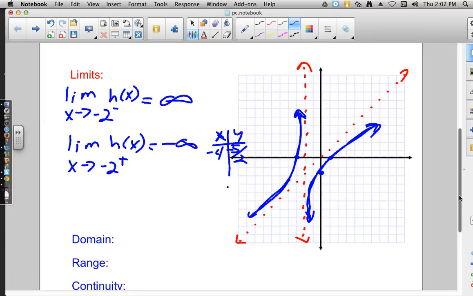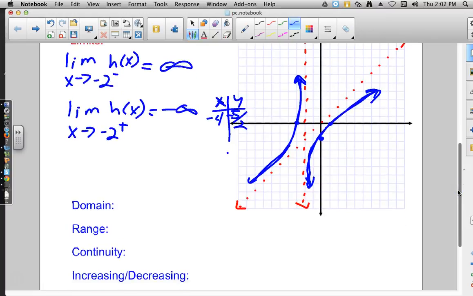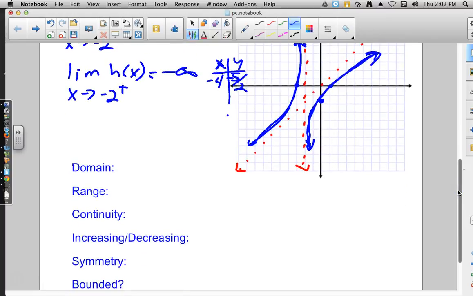Now, our domain, well, we really only had one x value we couldn't use, and that was -2. So -infinity to -2, hop on over it, and start back up.